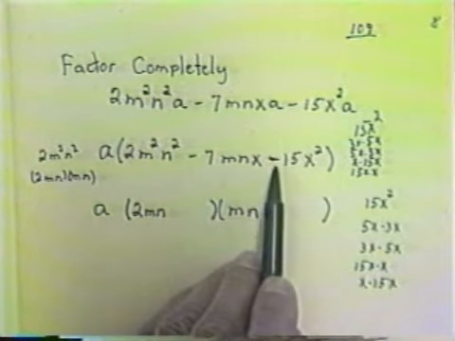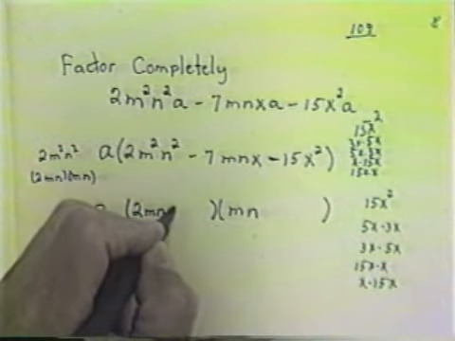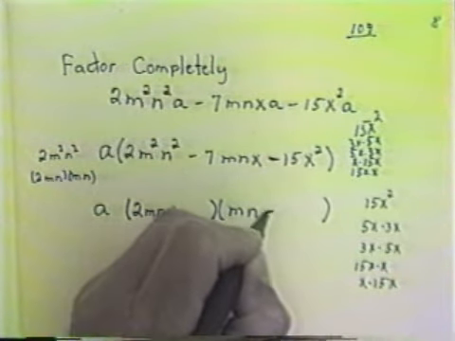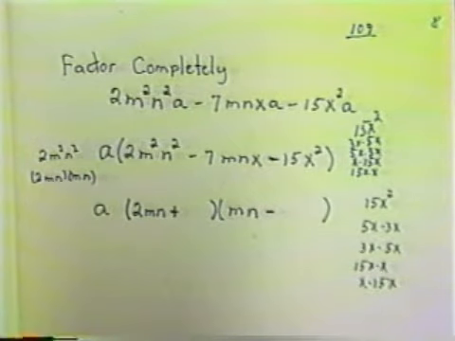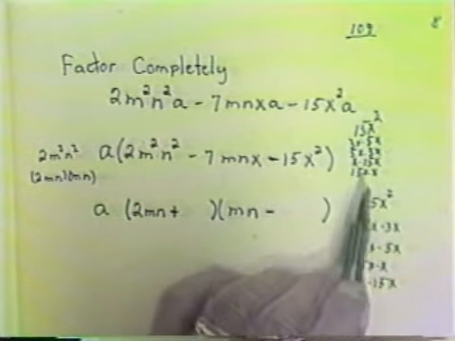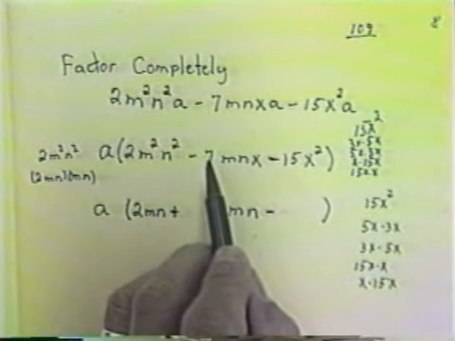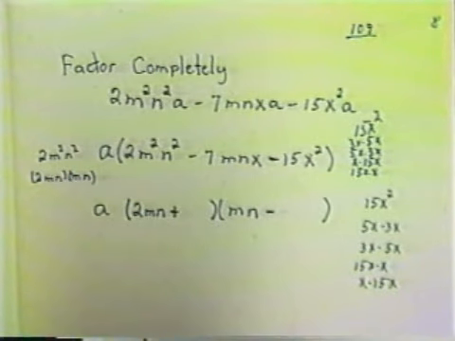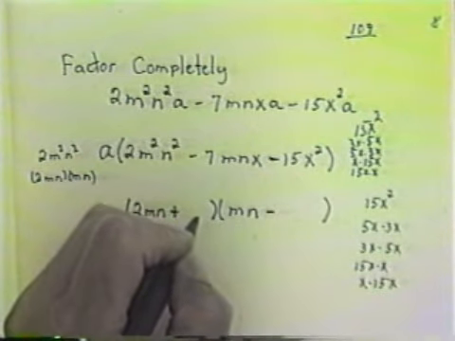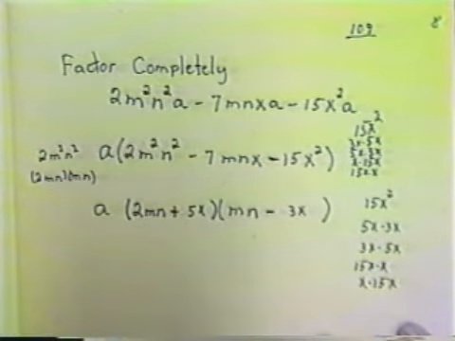And now we're ready to start our guesses. Well, we know that the signs are going to be different. So I'll just guess this is positive and this is minus. Now we need to come up with which of these combinations for 15x squared will check to give me the negative 7mnx. Well, which one do you want to guess? Well, let's try, first of all, 5x and 3x.